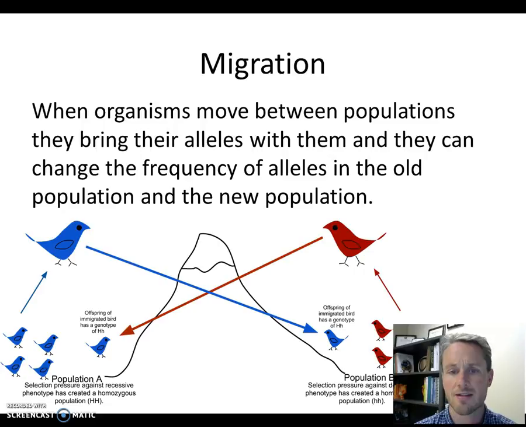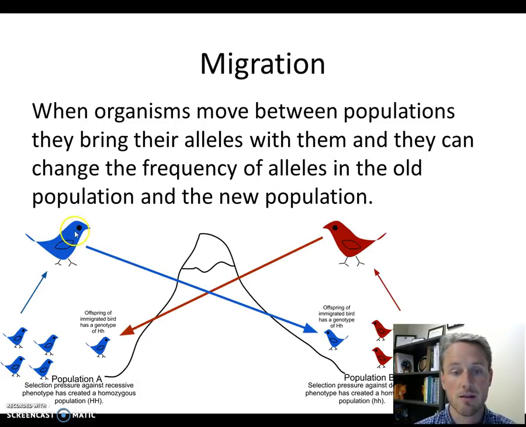So let's think about this simple example where we've got 2 bird populations separated by a mountain range. And something about the bird population on the left side of the mountain range has selected for birds with a certain pigmentation and the dominant allele. So population A has an allele frequency of the dominant allele that's 100%. Whereas on the other side of the mountains over here, some other force in the environment has led to selection for the recessive allele. So in this population, they have an allele frequency that's 100% for the recessive allele.